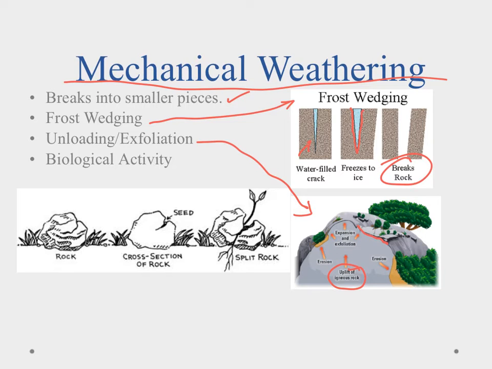Now the final one is biological activity. Biological activity primarily is going to be with plants, but it can also be animals and things like that. Anything that's breaking up rocks. So if we start off with our rock, notice there's a little crack in the rock here, and a seed can fall in there. If the seed sprouts, then we get a plant growing, and its roots are going to work their way through the crack, and ultimately they can split the rock. So we can see that all we're doing here is taking one rock and breaking it down into smaller rocks, and that's what mechanical weathering is all about.